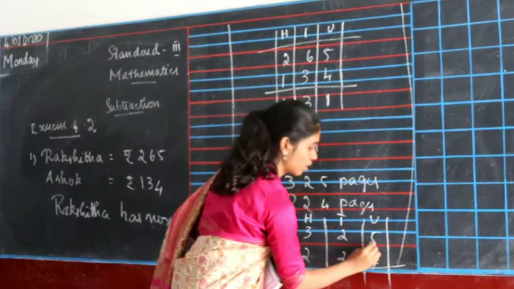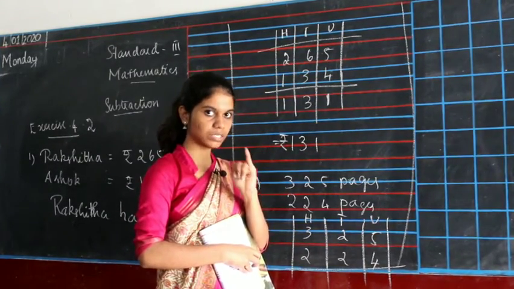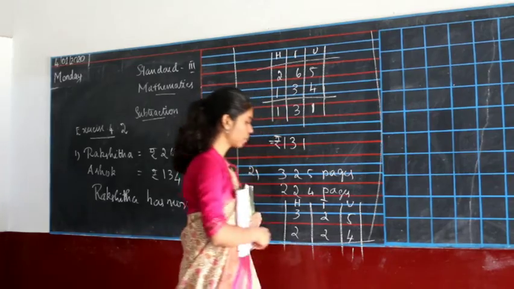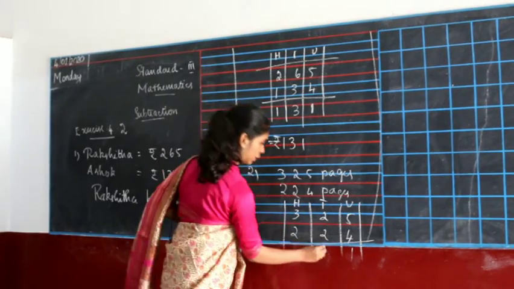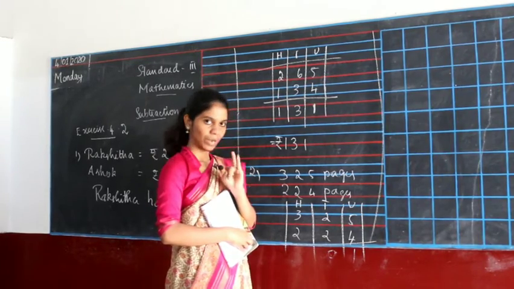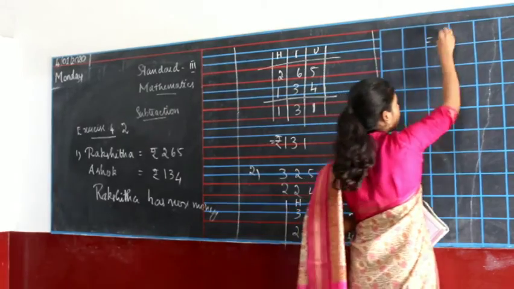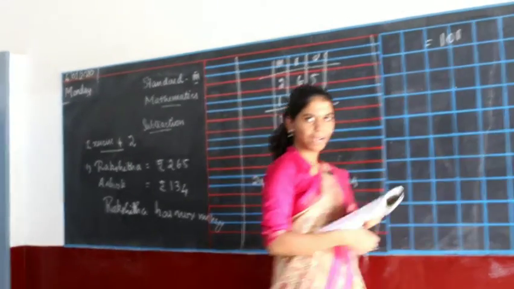So 5 minus 1, 2, 3, 4 is 1, and 2 minus 2 is 0, and 3 minus 2, 1, 2 is 1. So there are 101 pages remaining.